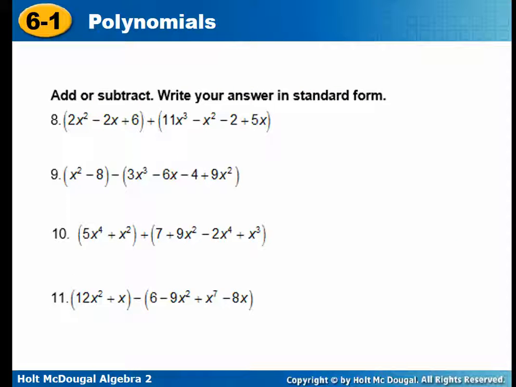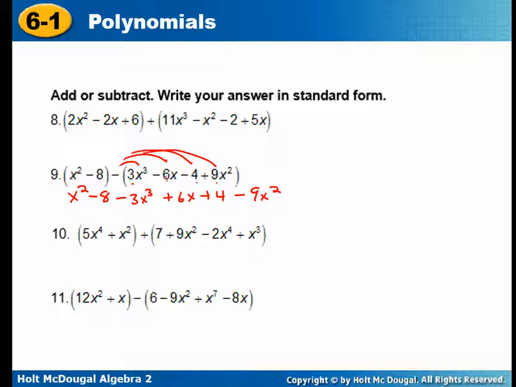Here's the problems from your worksheet. Let's start number 9. The first parentheses is good the way it is, but then we have a minus sign. So I'm going to change the sign of all 4 of the terms that are in the parentheses. So I'm going to write minus 3x cubed plus 6x plus 4 minus 9x squared. Every one of these signs had to change to the opposite.